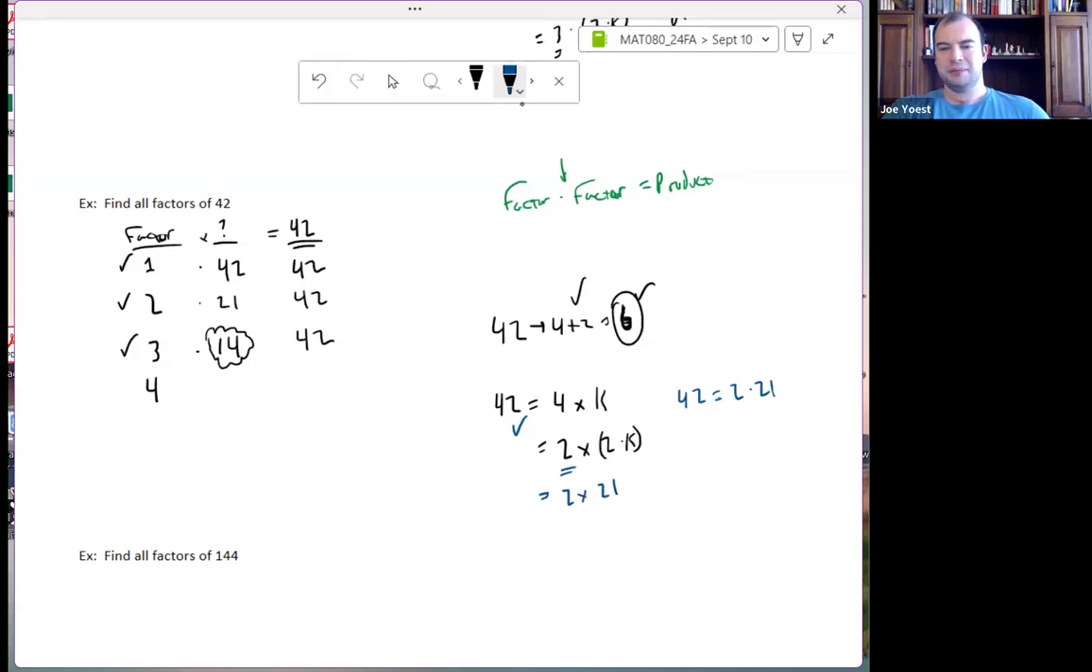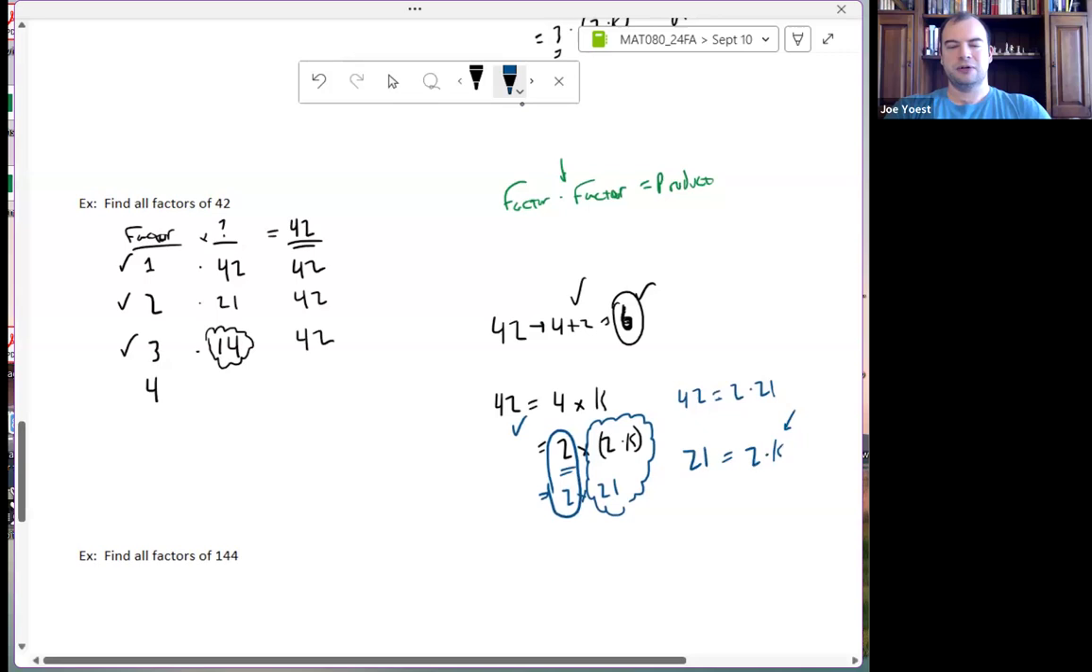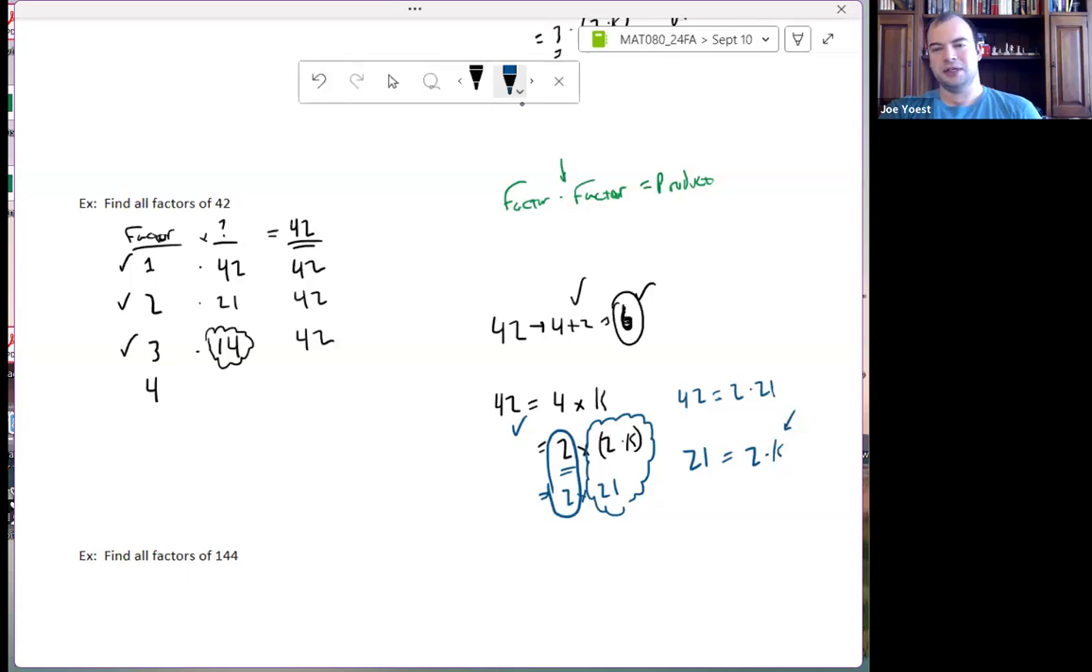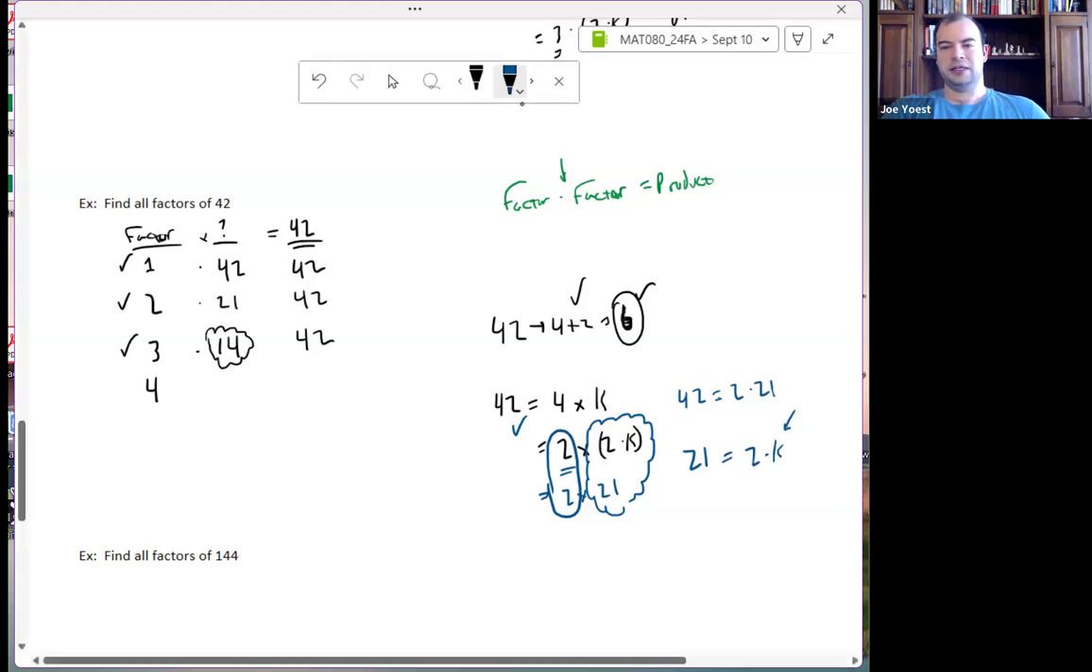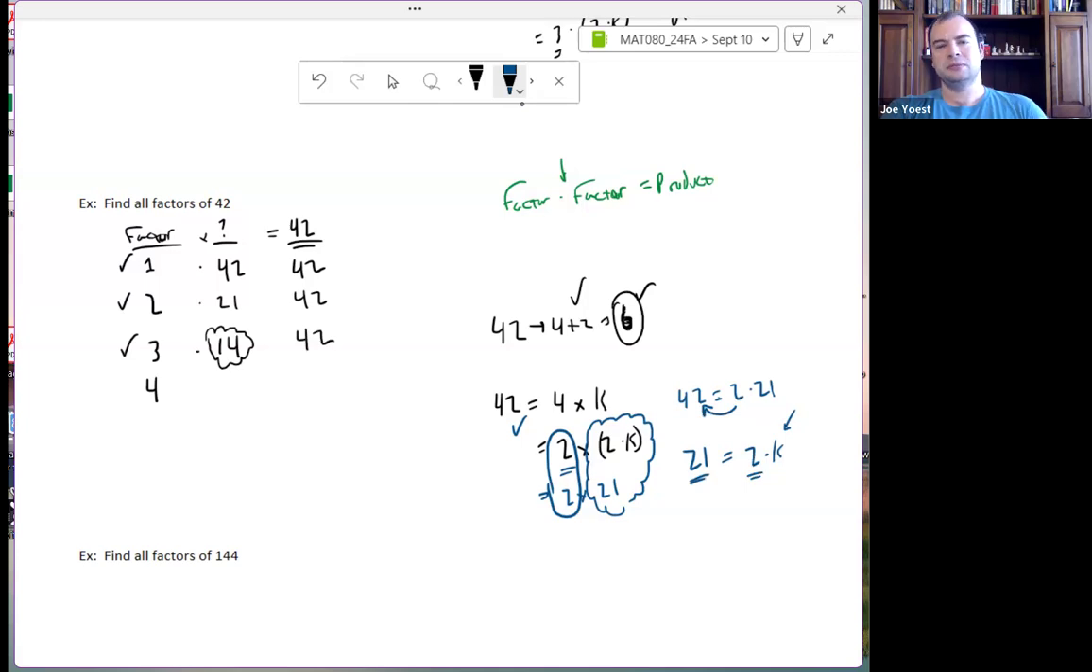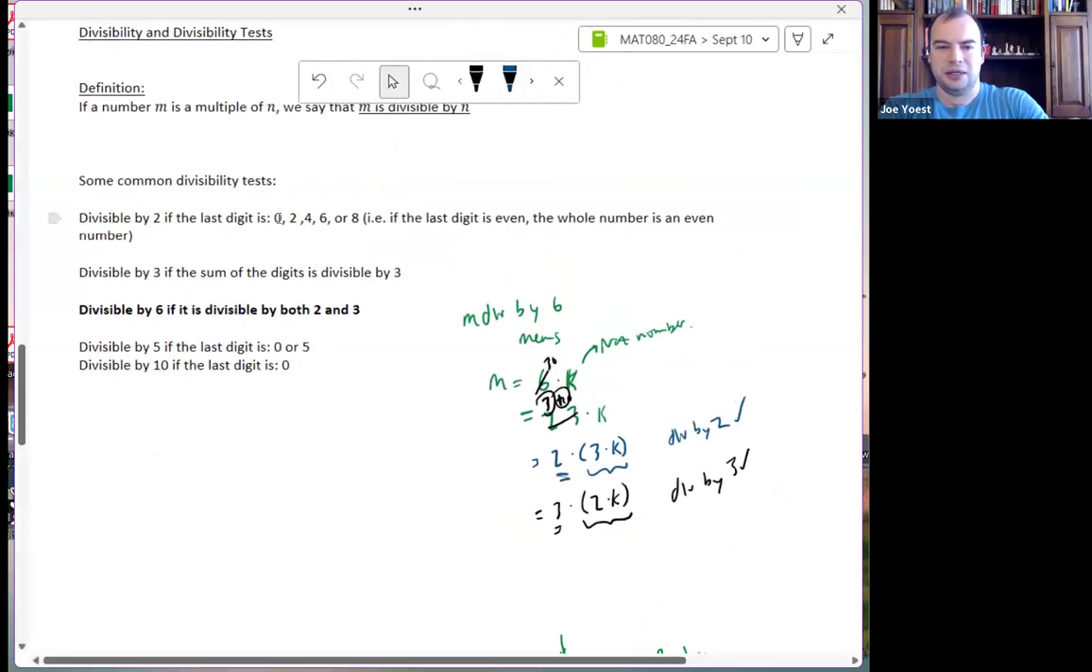And kind of matching things up, I see my 2's here. So then I would need to have 21 being equal to 2 times k for some natural number k. In other words, for 42 to be divisible by 4, it needs to be divisible by 2 and then 2 again. So when I take 42 divided by 2, that result needs to be divisible by 2. Is 21 divisible by 2? Well, no, it's not, right? Because it ends in a 1, not a 0, 2, 4, 6, or 8.